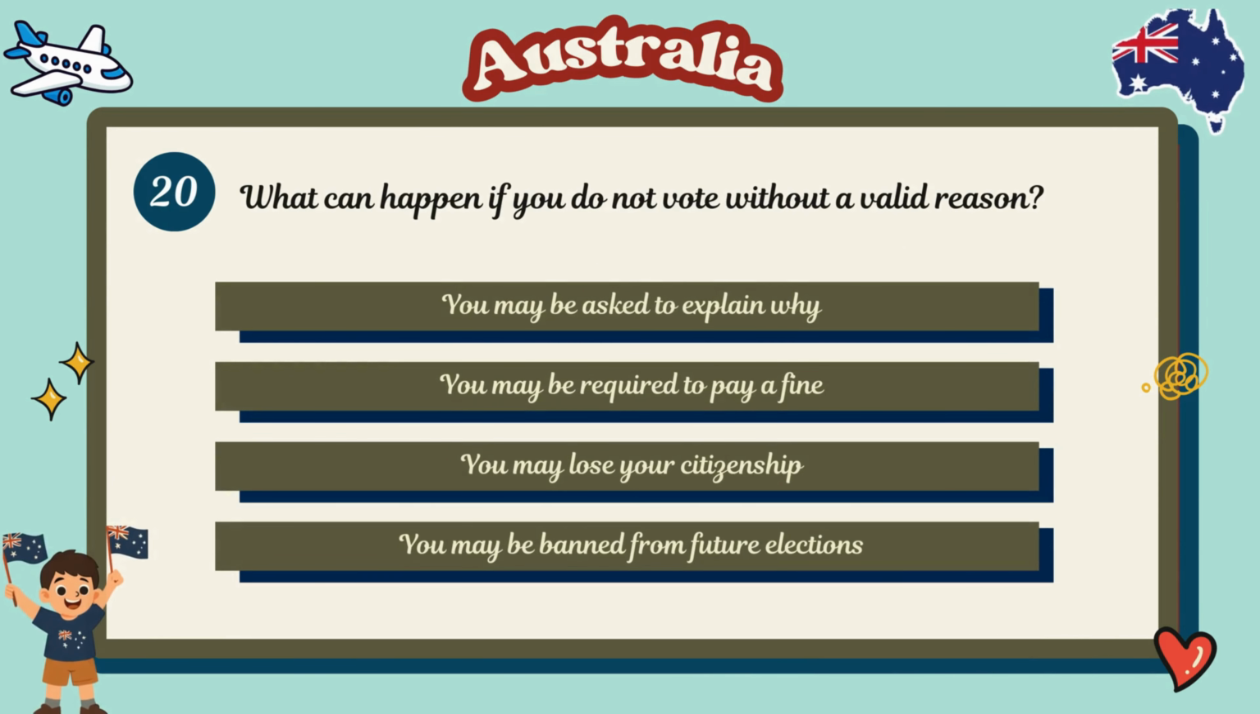Question 20. What can happen if you do not vote without a valid reason? A. You may be asked to explain why. B. You may be required to pay a fine. C. You may lose your citizenship. D. You may be banned from future elections.